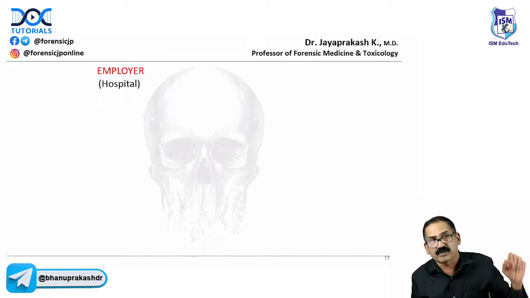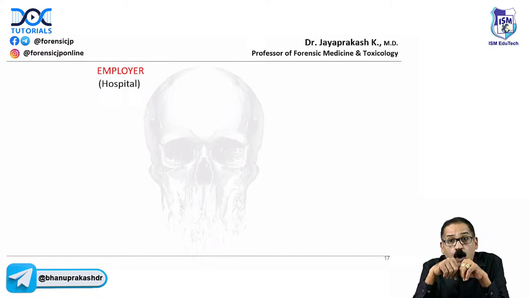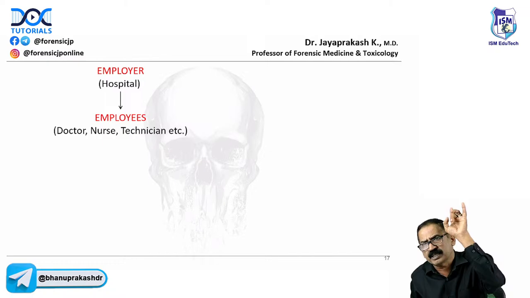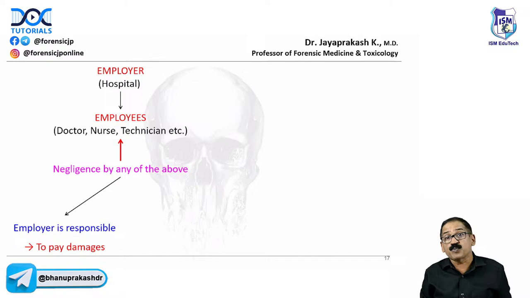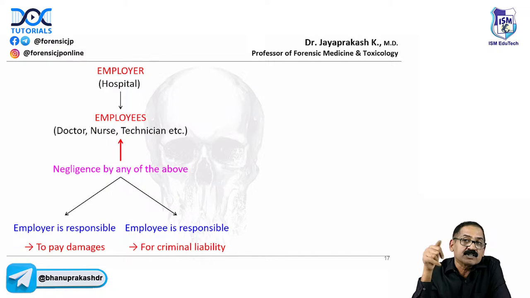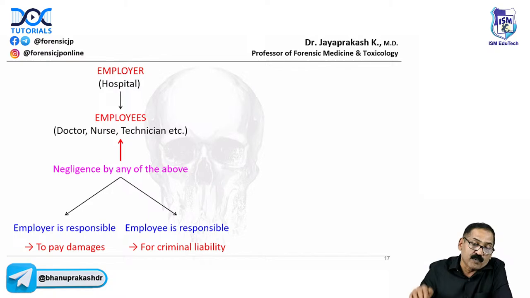No. For example, here you see employer, hospital. The hospital owner is the employer. She has appointed so many employees, right from sweeper, security guard to the chief cardiac surgeon, all are employees. Negligence by any one of them, the employer is responsible to pay the damages. Damages means compensation. And the employee is responsible for criminal liability, to go to jail, not the employer. The one who was actually negligent should be imprisoned in case imprisonment is passed. That is vicarious liability. You understood?